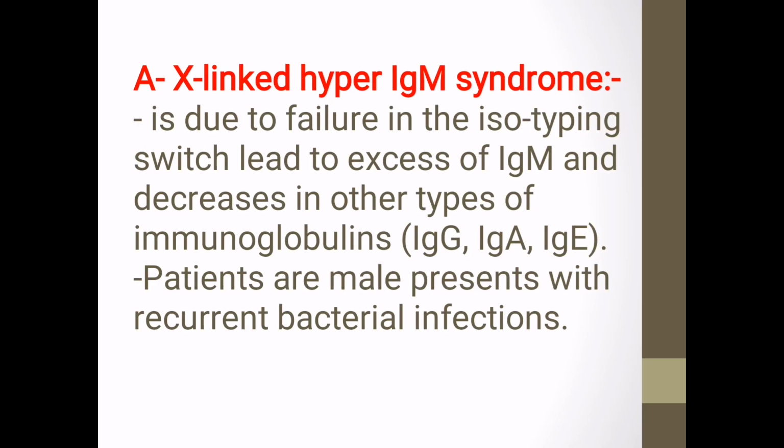Okay, X-linked hyper IgM syndrome is due to failure in the isotype switch from IgM to the other types of immunoglobulins. Always the first immunoglobulin that is synthesized is IgM.